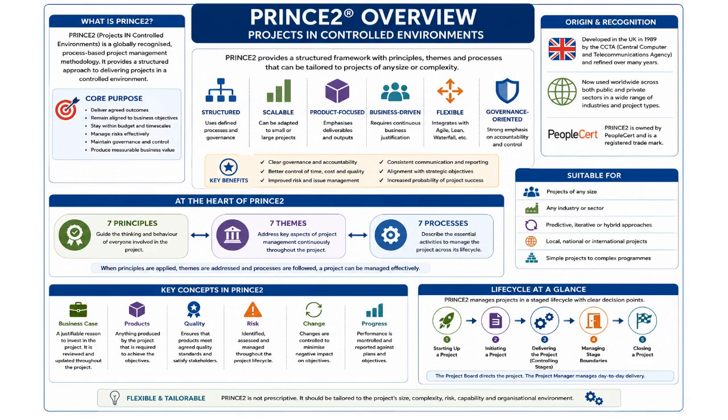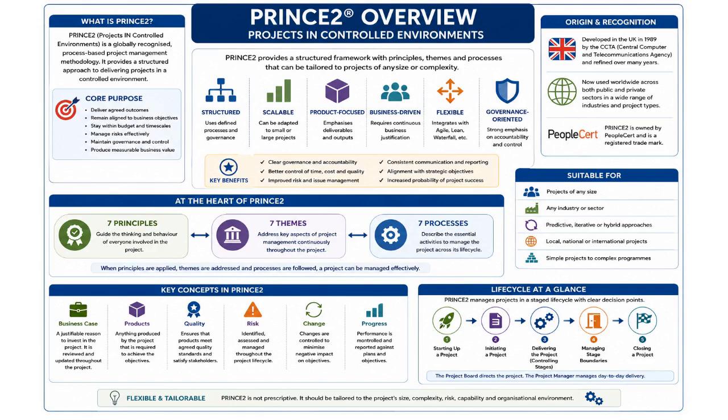In the center of the slide, at the heart of PRINCE2, we see the three core dimensions of the methodology: the 7 principles, the 7 themes, and the 7 processes. The principles guide behavior and decision-making. The themes address the key areas that must be continuously managed, such as risk, quality, and progress. The processes provide the structured life cycle activities that guide the project from initiation through to closure. Together, these 3 dimensions create a complete governance and delivery framework.